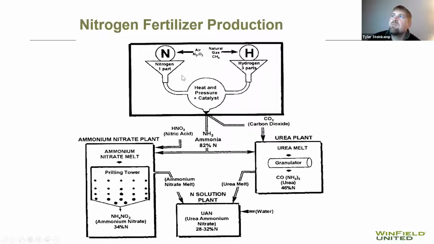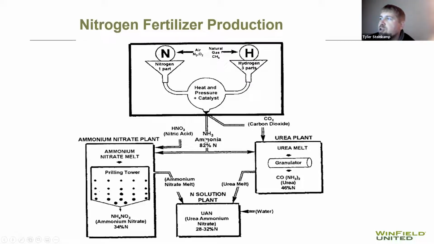Okay, now when we look at fertilizers, all of our fertilizers start as anhydrous ammonia, through what's called the Haber-Bosch process. Basically, we use heat and pressure and a catalyst to form anhydrous ammonia. And this is why anhydrous ammonia is generally the cheapest form of nitrogen, because we use anhydrous ammonia to make all of the other forms of nitrogen.